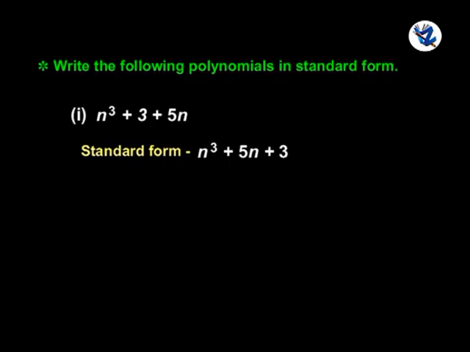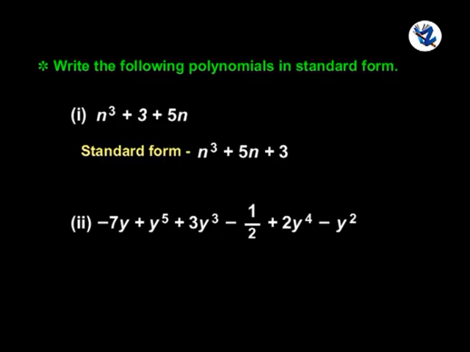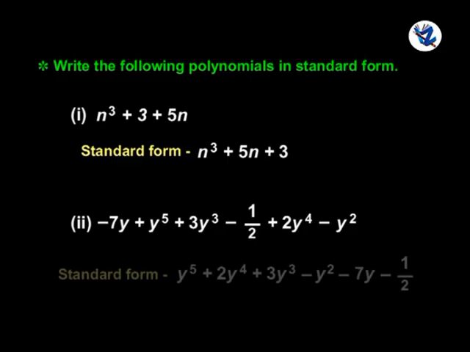Now question, write the following polynomials in standard form. m raised to 3 plus 3 plus 5m is equal to m raised to 3 plus 5m plus 3. Next one, minus 7y plus y raised to 5 plus 3y raised to 3 minus 1 upon 2 plus 2y raised to 4 minus y square. The standard form, y raised to 5 plus 2y raised to 4 plus 3y raised to 3 minus y square minus 7y minus 1 upon 2.